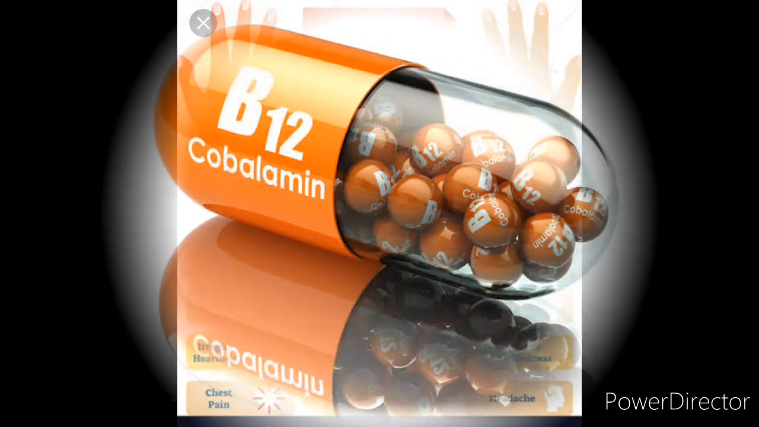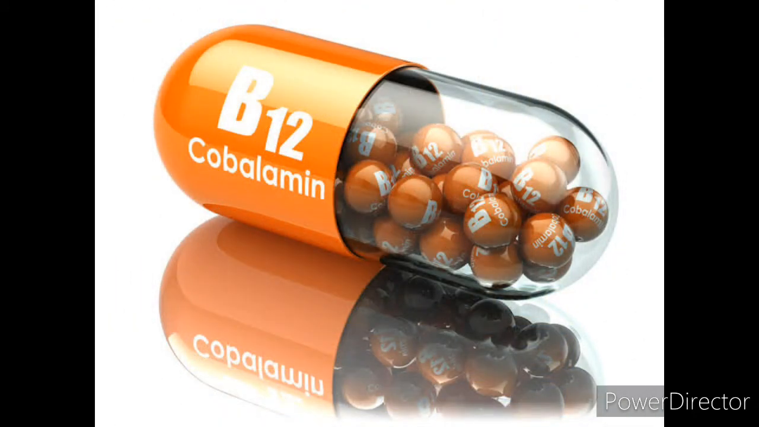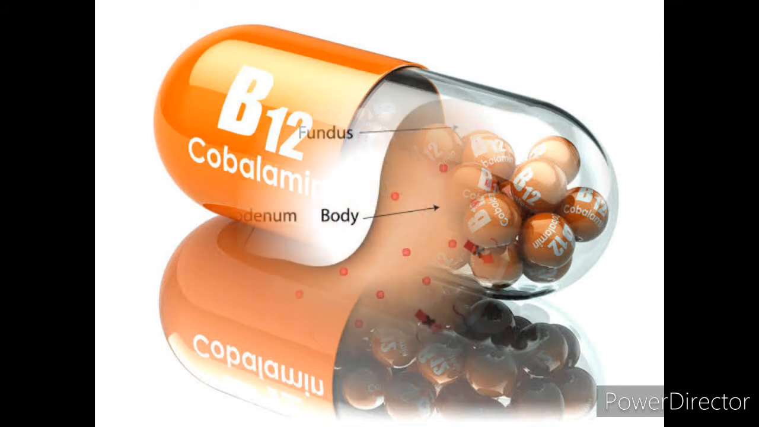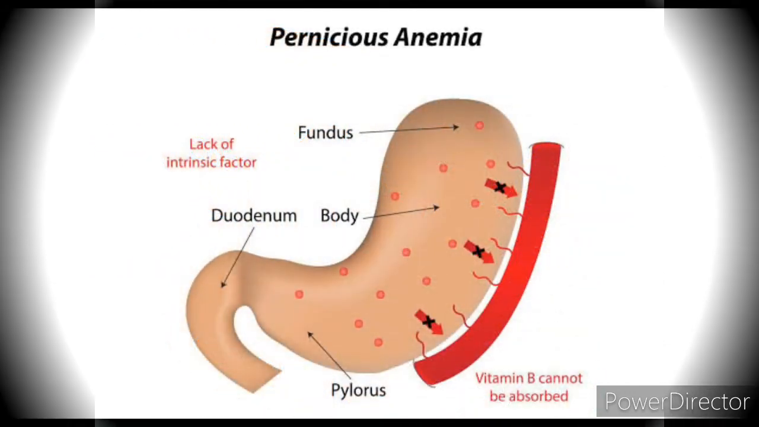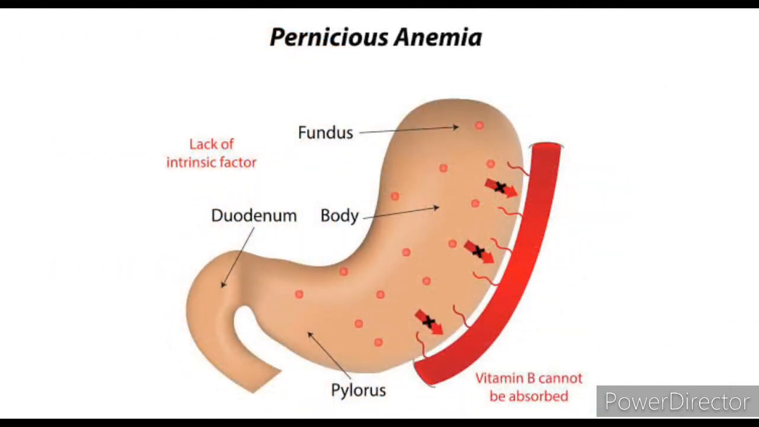Vitamin B12, cobalamin, which in commercial form is called cyanocobalamin, plays a very important role in the normal functioning of our red blood cells. Any deficiency of vitamin B12 results in pernicious anemia, anemia coupled with great weakness and gastrointestinal disturbance.